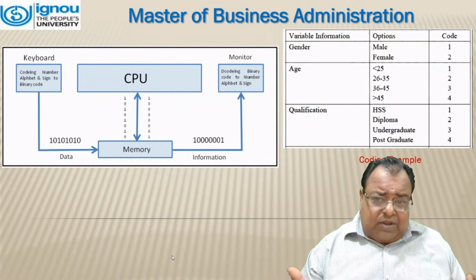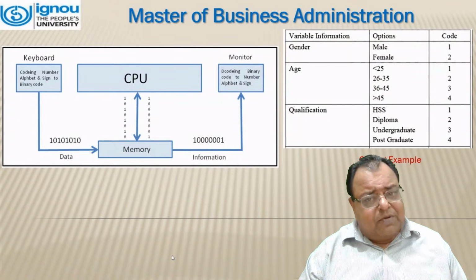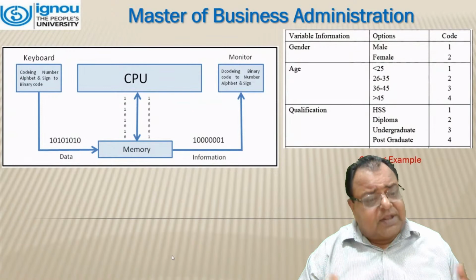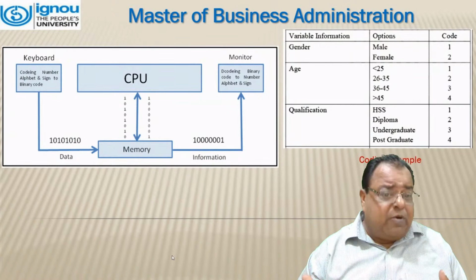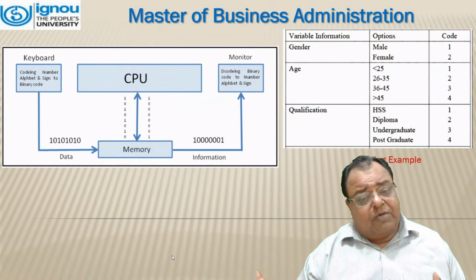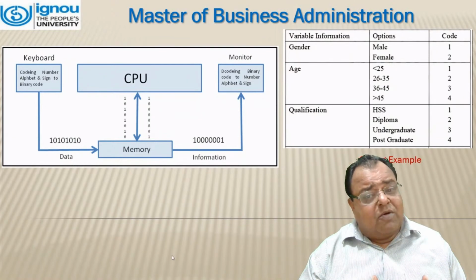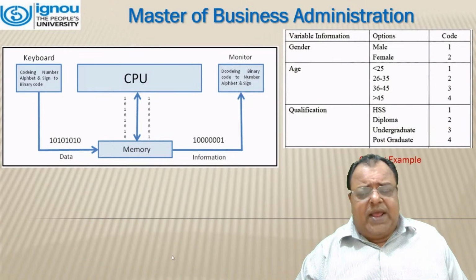Here we see how this coding example technically works. There's a keyboard, CPU, and monitor. As far as your keyboard, that means input will be providing coding numbers. It can be alphabets and signs to binary code. This travels in the form of data. It comes to the system memory, and now the CPU works upon it. Then the output in the form of information comes on the monitor, and that is decoding binary codes to numbers and alphabets.